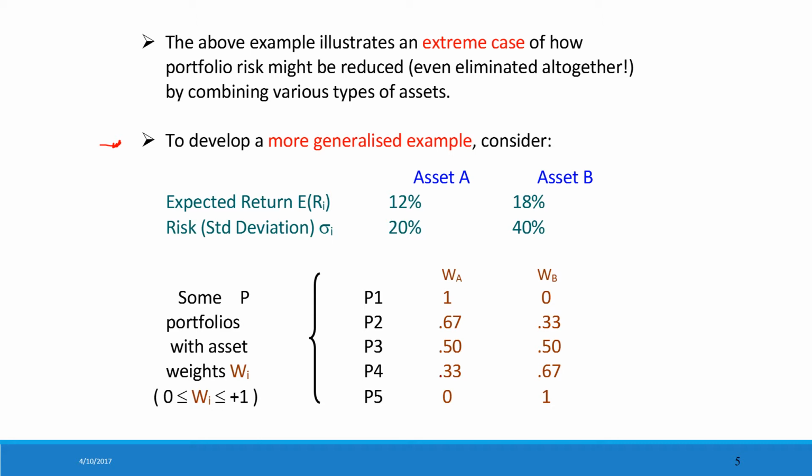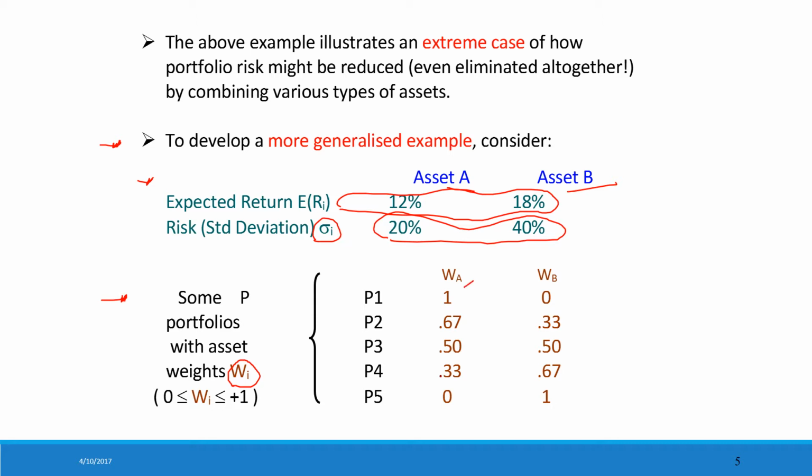So consider a more generalized example. Let's say we have two assets, asset A and asset B. These are the expected returns of these two assets. And here we have the standard deviations of the two assets. Consider also that we have different ways to construct a portfolio. So we can vary the weights that we give to each asset, right? So suppose that we are considering these five different portfolios with different weightings for asset A and asset B.